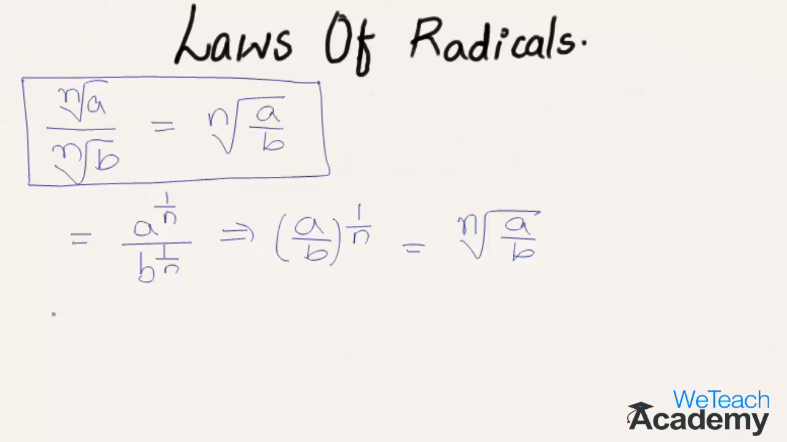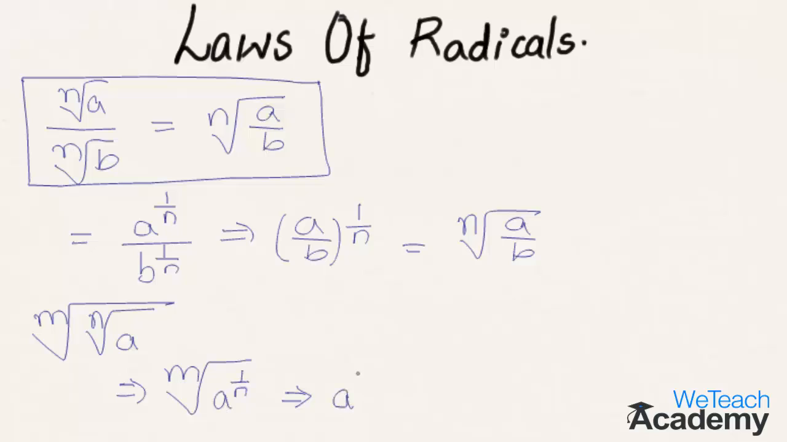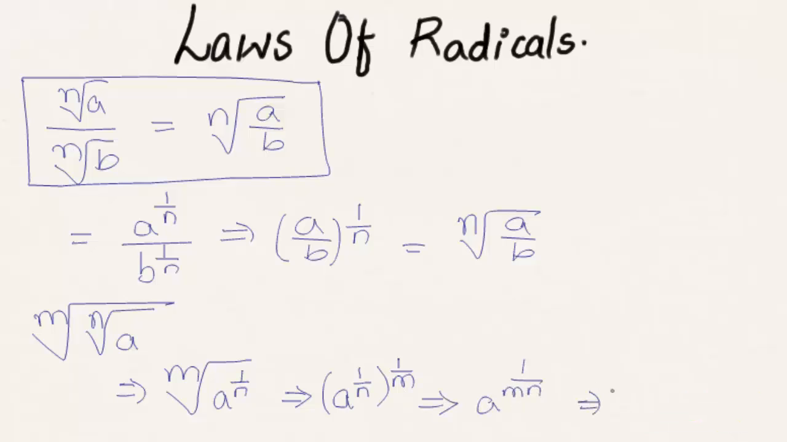Now let us consider the mth root of the nth root of a. So here let us consider first the nth root of a, which can be written as the mth root of a to the power 1 by n. And here the mth root of a to the power 1 by n can be written as a to the power 1 by n, whole power 1 by m. So this is nothing but a raised to the power 1 by mn. So this can be written as the mnth root of a. So here we can say that the mth root of the nth root of a can be written as the mnth root of a.